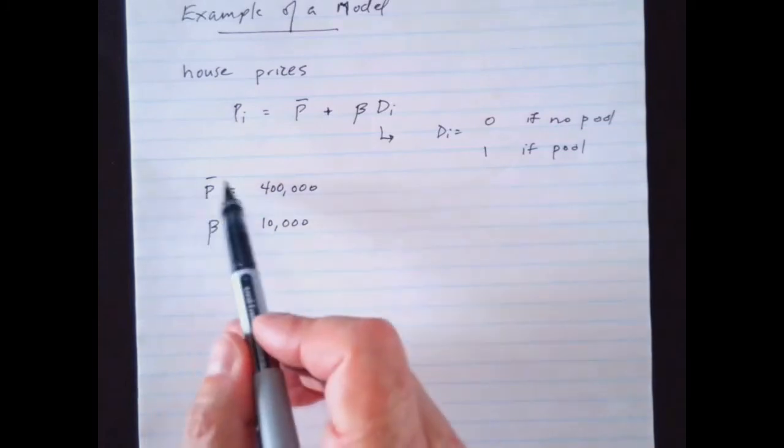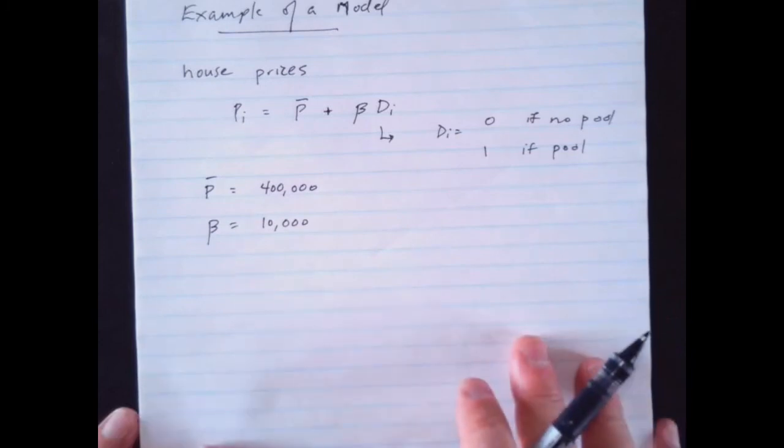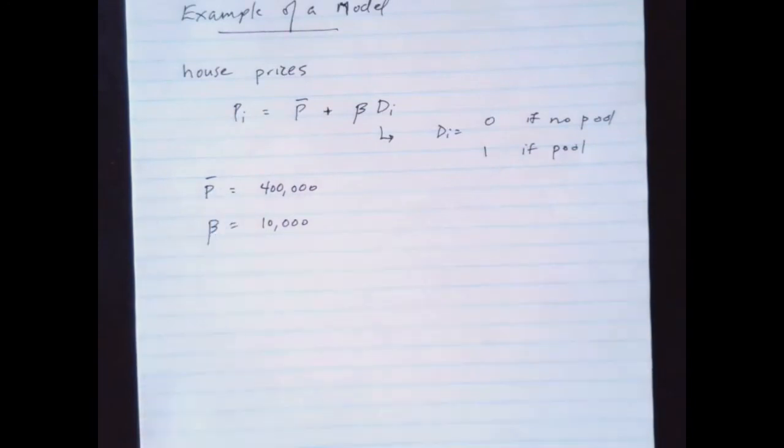So where do these come from? And that's your job here. Okay, you work for a property developer. They're planning a subdivision, and you've got to come up with P bar and beta.